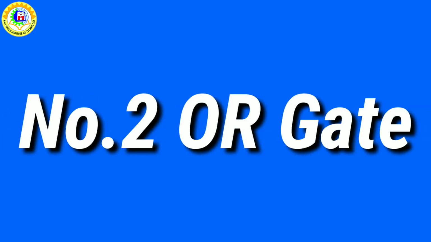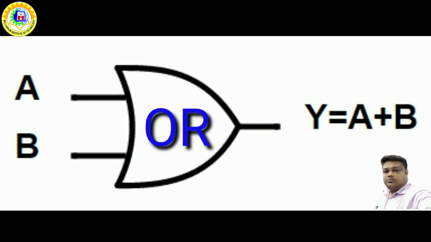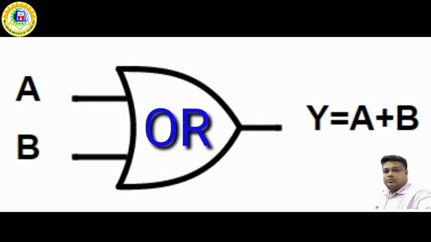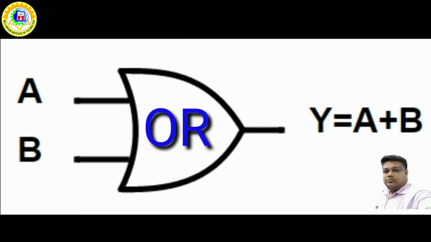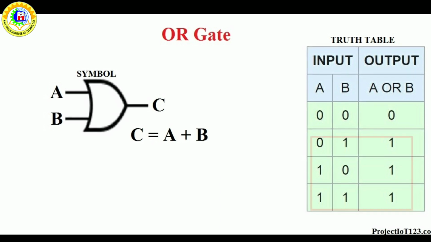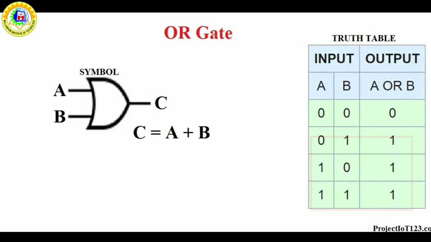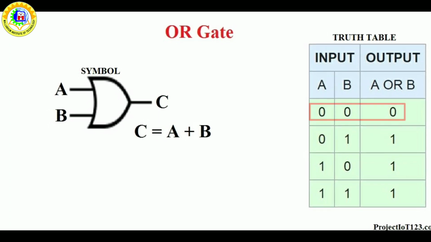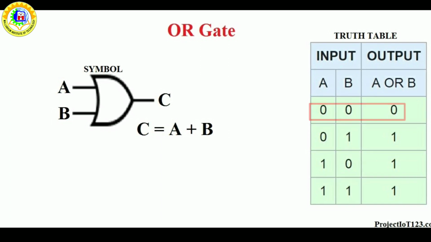Number 2, OR gate. The OR gate gets its name from the fact that it behaves after the fashion of the logical inclusive OR. The output is true if either or both of the inputs are true. If both inputs are false, then the output is false.